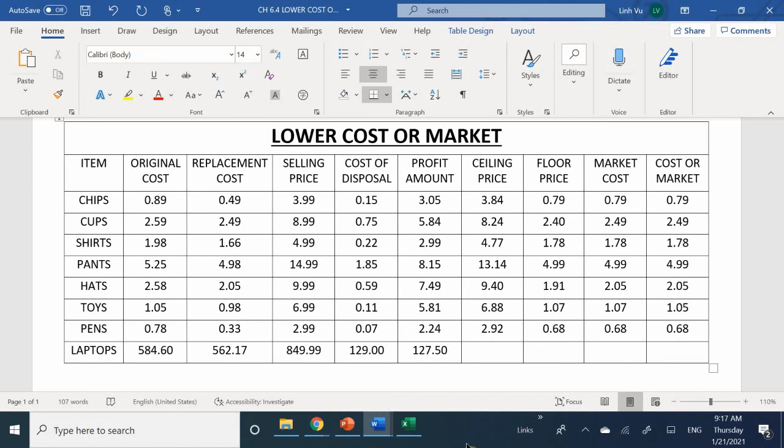And then last but not least, this is my laptops. I originally bought it for $584.60. Now it's telling me that it's now $562.17. My selling price is $849.99. It's going to cost me $129 to dispose. And I also want to make at least $127.50 profit. So, what is going to be my ceiling price?